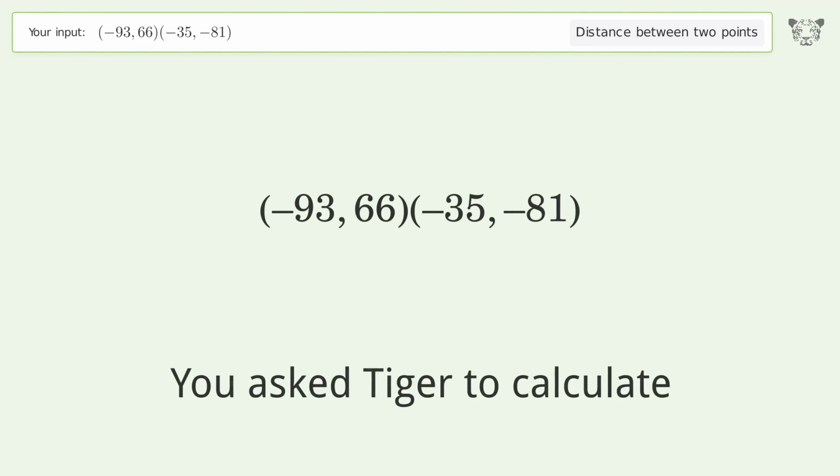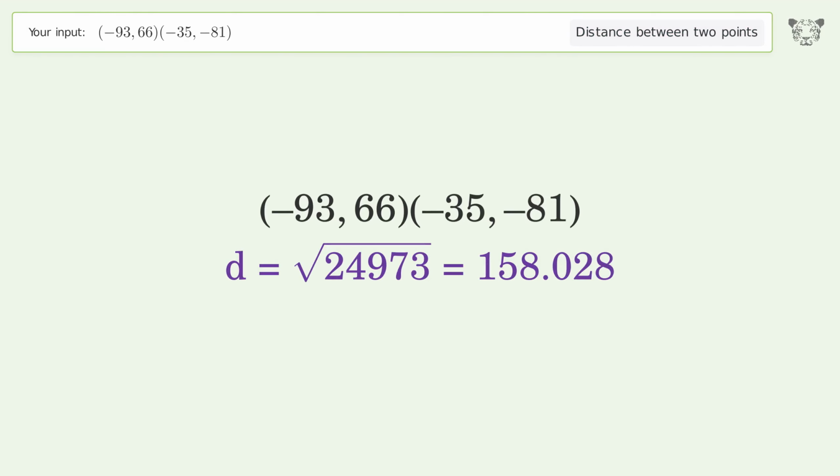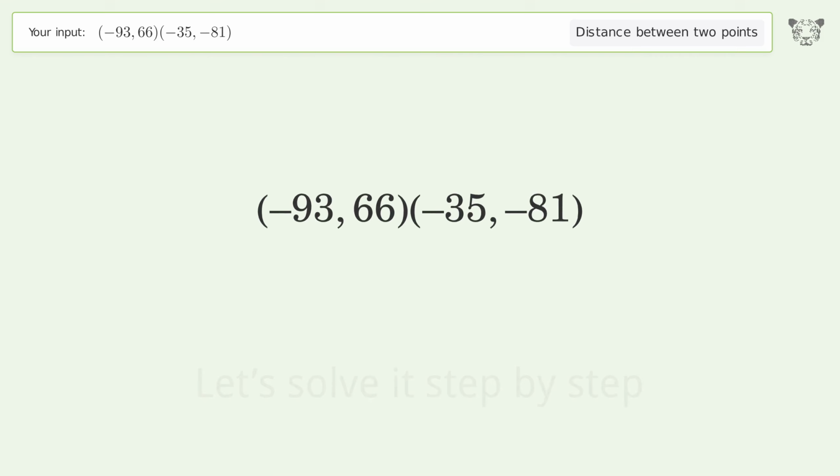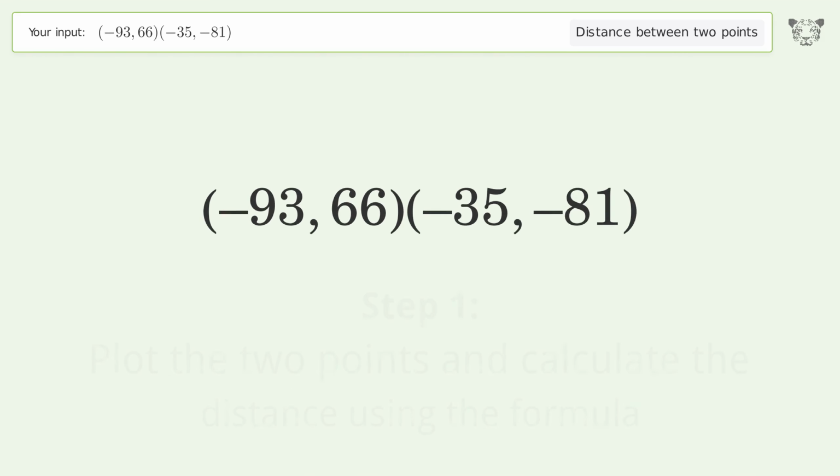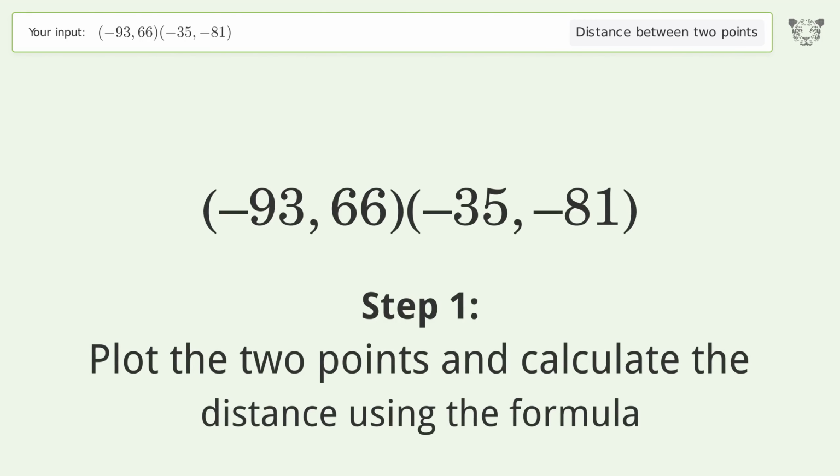You ask Tiger to calculate. This deals with the distance between 2 points. The distance between the 2 points is the square root of 24,973 or 158.028. Let's solve it step by step. Plot the 2 points and calculate the distance using the formula.